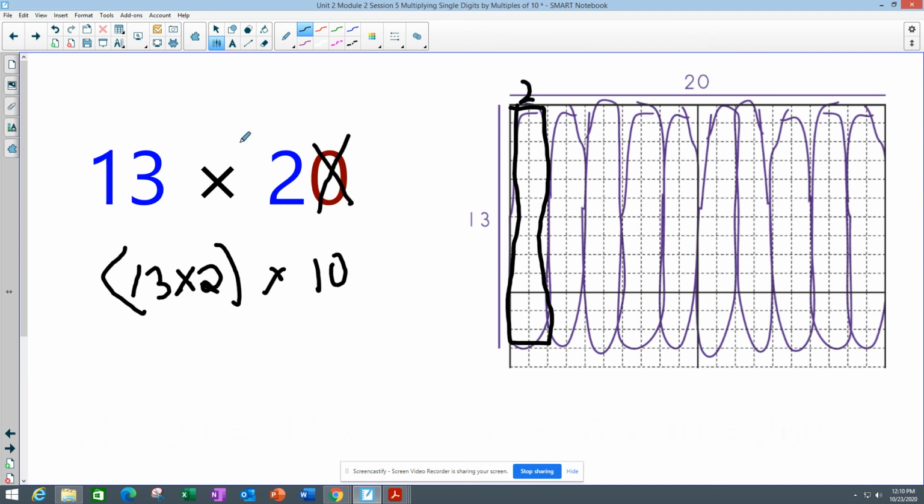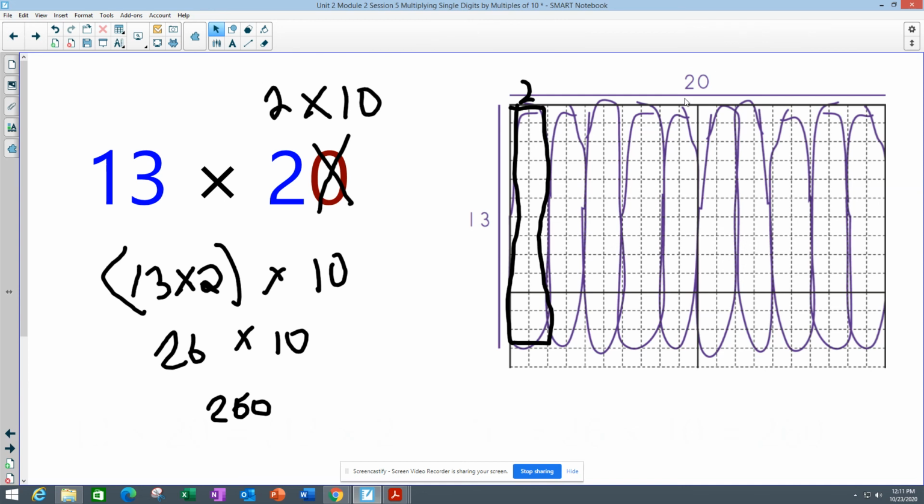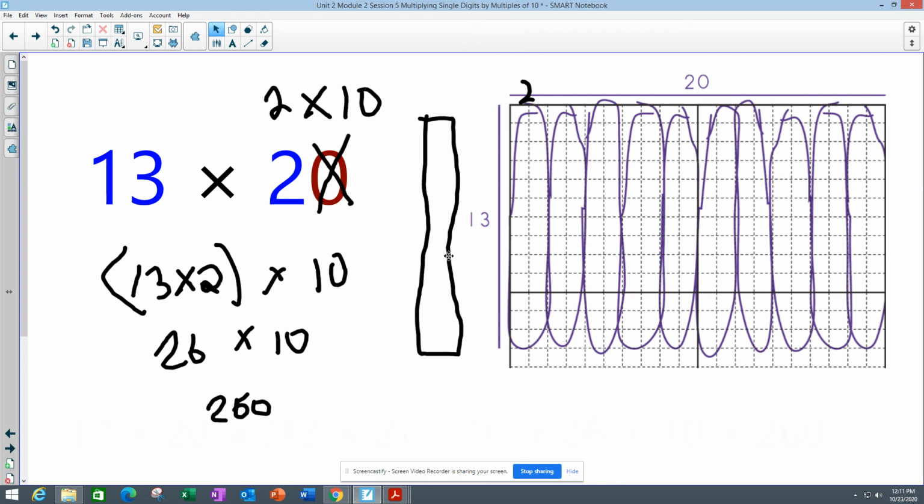So again, we're breaking this up into things we know. So this is 2 times 10. So that's 13 times 2 times 10. First we do this, 26. Then we relist it. And then we say, anything times 10 is just moving it over 1. So that would be 260. If I had to do a picture like that, I could have just divided that up and said 13 times 20 is broken up into 13 times 2, and I did 10 of them all the way across.